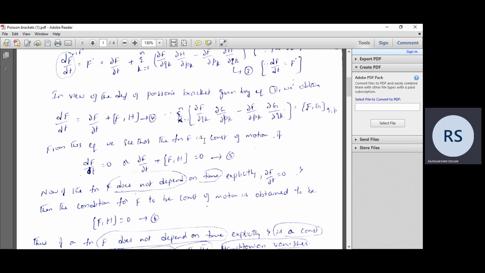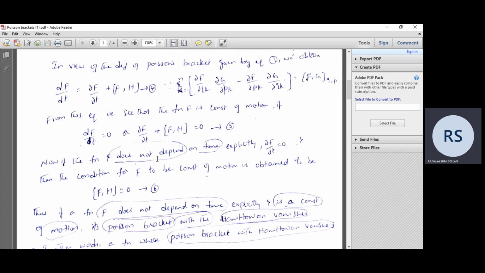From this equation, we see that the function F is a constant of motion if dF/dt equals 0, or ∂F/∂t plus [F, H] equals 0. Either this may be 0 or that may be 0, so that the function F is a constant of motion if this becomes 0. Now, if the function F does not depend on time explicitly, then ∂F/∂t equals 0, and the condition for F to be a constant of motion is [F, H] equals 0.